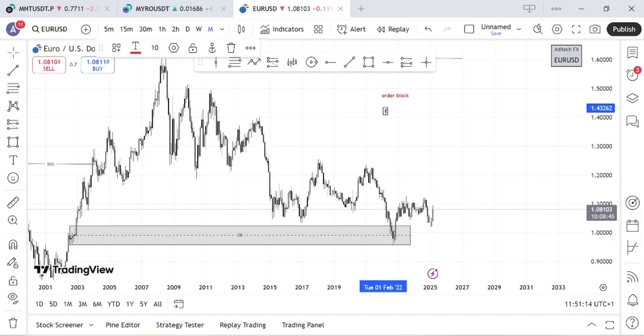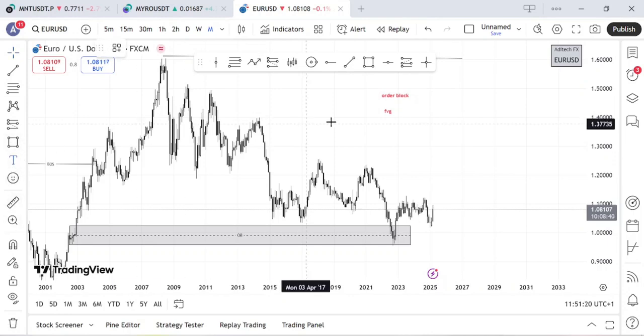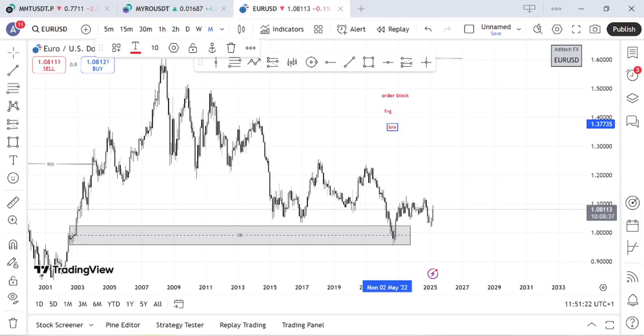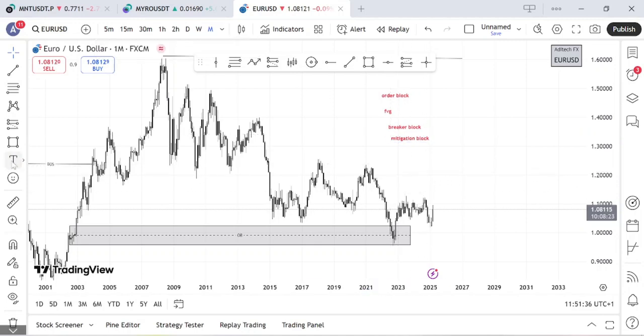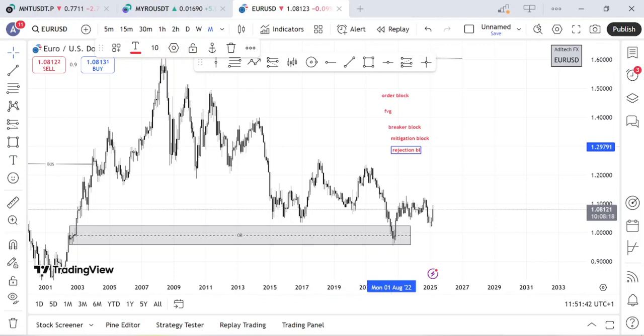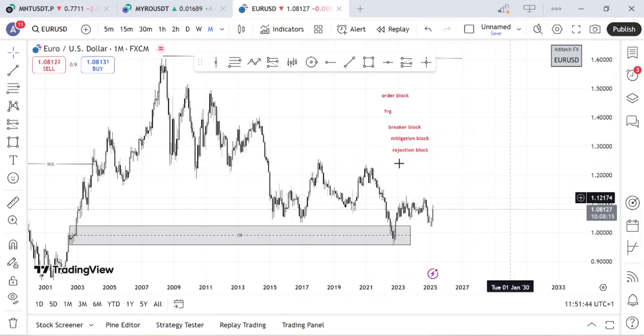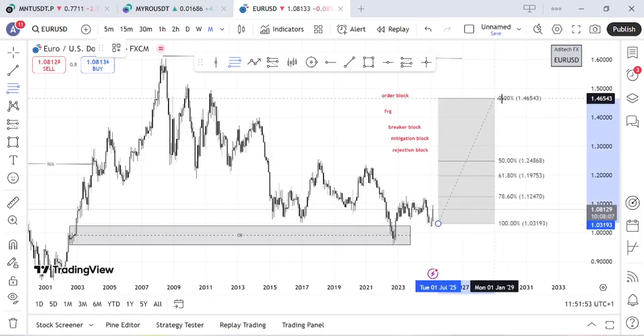We have order block, we have fair value gap, we have what is called breaker block, which is also BB, and we also have what is called mitigation block. We have what is called rejection block. Right? So these are the common things we use, and you need to know how to use the Fibonacci tool, so for us to get the premium and discount of any price level.